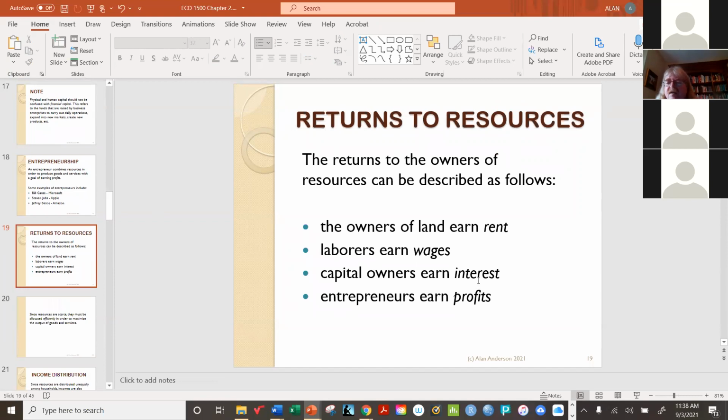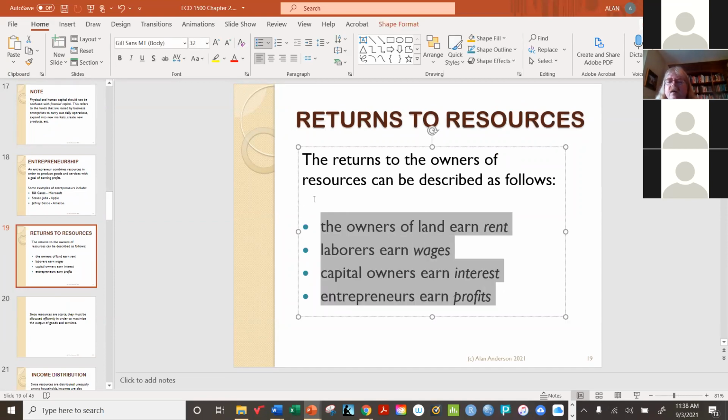Now, here's some terminology. Of these four resources, all of them have a return, we call it. The owners of the land are considered to earn rent. We're going to use rent in a general sense here, not necessarily apartment rent, but let's say you own oil or water or whatever it is. The returns to the owner of these resources is called rent. Now, labor, this is different. This is pretty straightforward. If you work, you get paid. And the payment you get is called a wage or a salary.